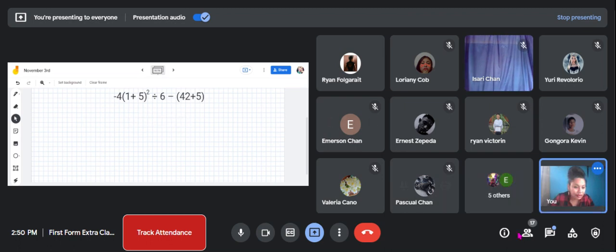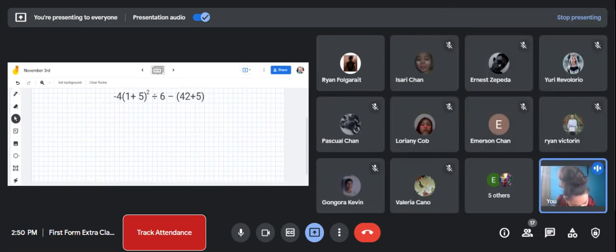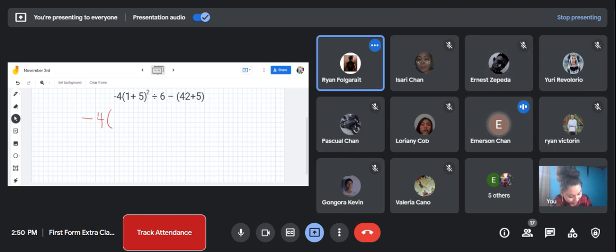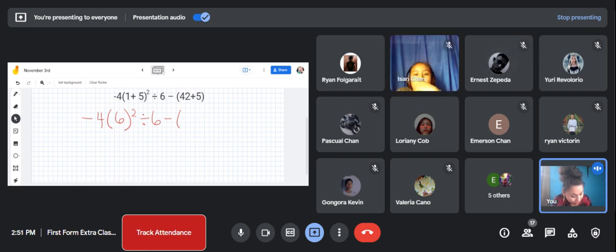Okay, so I'm going to write negative 4. What's 1 plus 5? 6, miss. Squared, divided by 6, minus, what is 42 plus 5? 47, miss. 47. And I don't have to put the brackets, right? Because I'm removing the brackets. So this is my problem now.